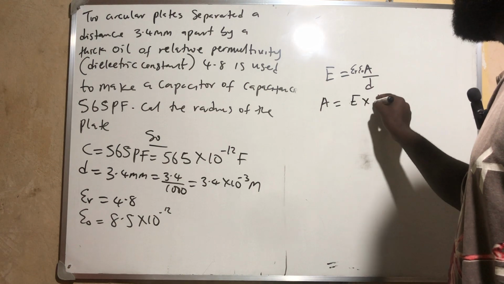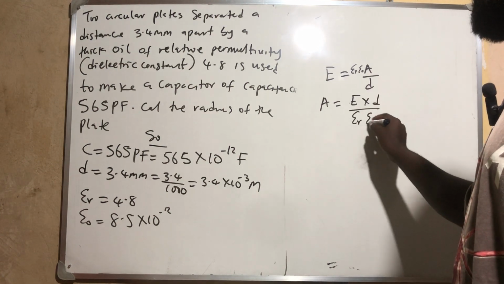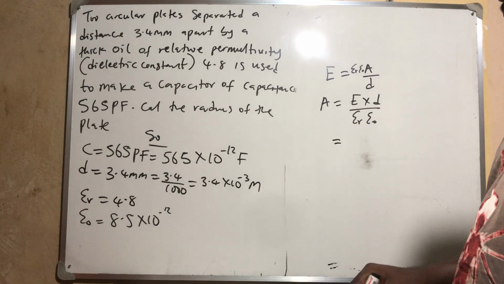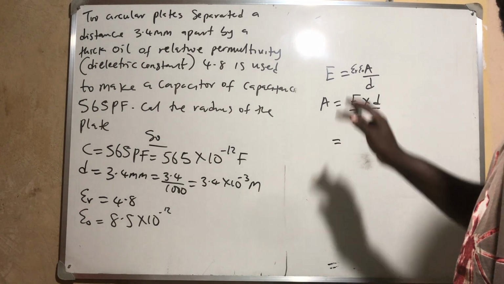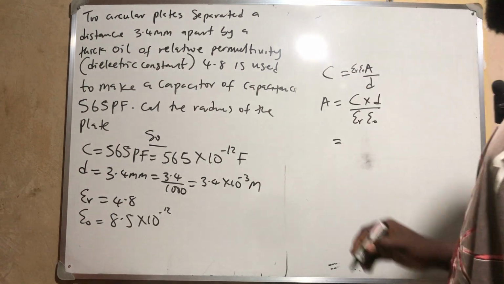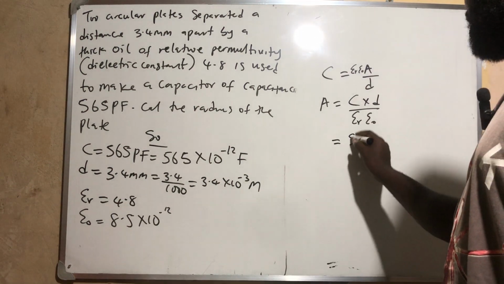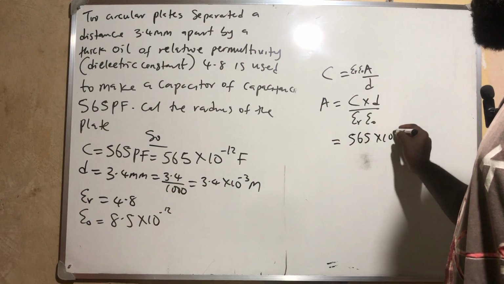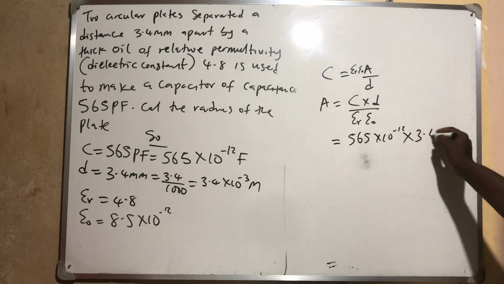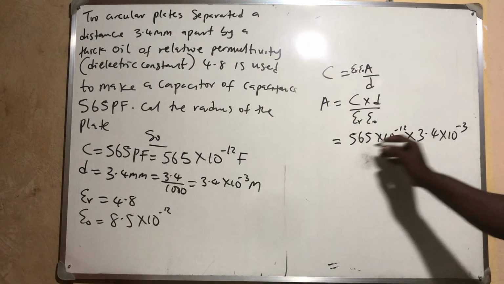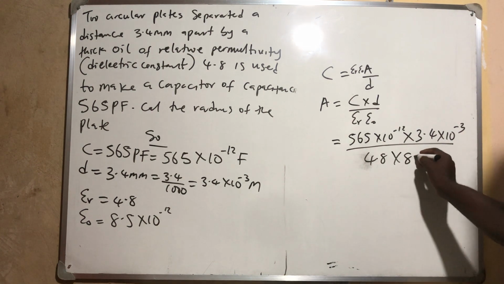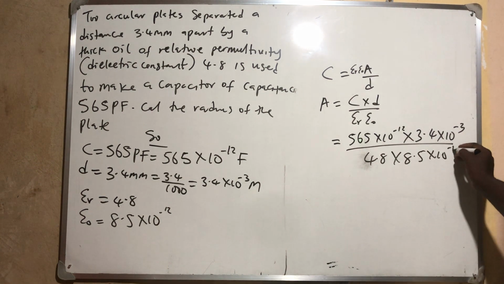E times D, then divided by ER, E naught. Okay, so what do I have now? You have my C, capacitance. So my C is what? 565 times 10 raised to power minus 12 times my D, which is 3.4 times 10 raised to power minus 3, now divided by what? 4.8 times 8.5 times 10 raised to power minus 12.